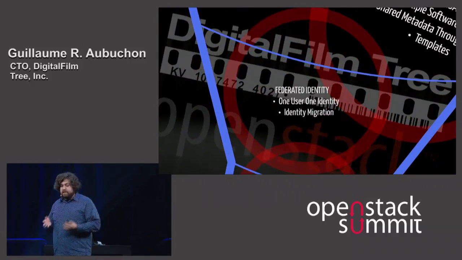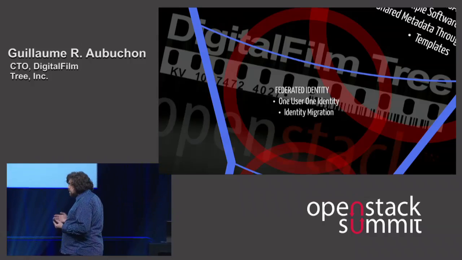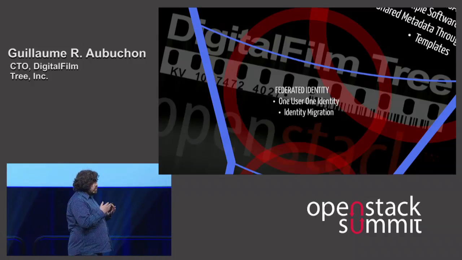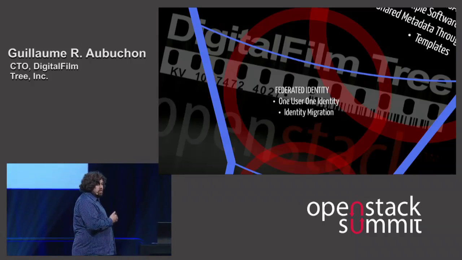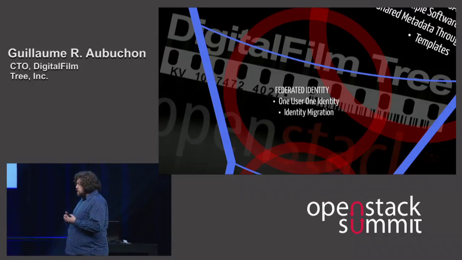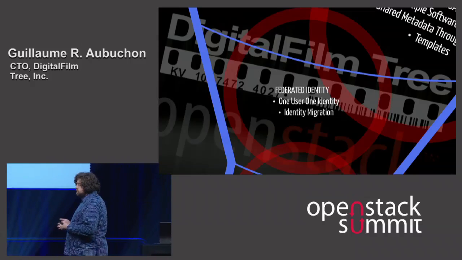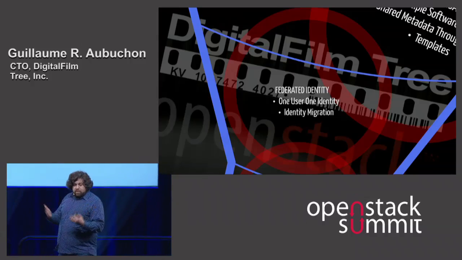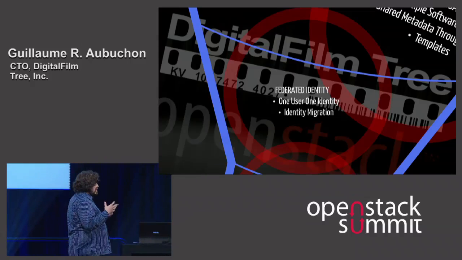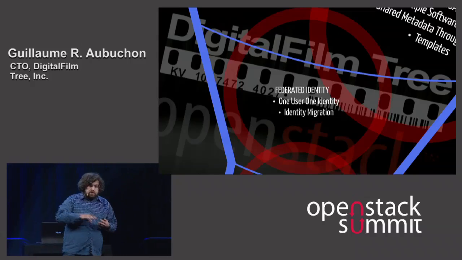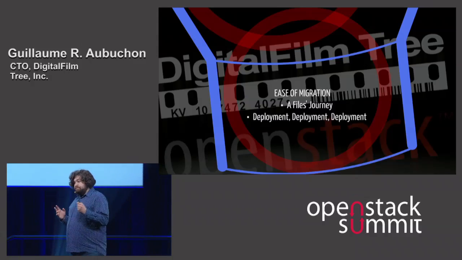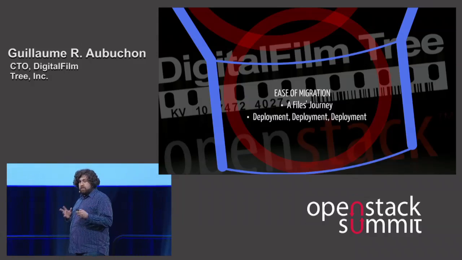We needed federated identity. It's a very important concept in our business to have one user be one person and know what they have permission to and what they don't. This goes back to security. We have an open standard, but it needs to revolve around security. And we needed that identity to migrate between clouds, between private cloud and public cloud. So really, migration became our key.